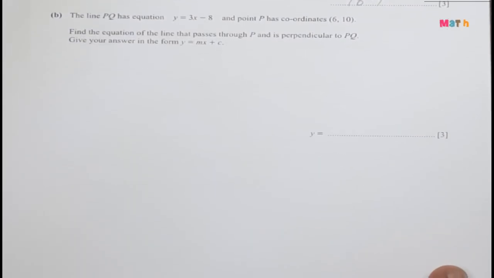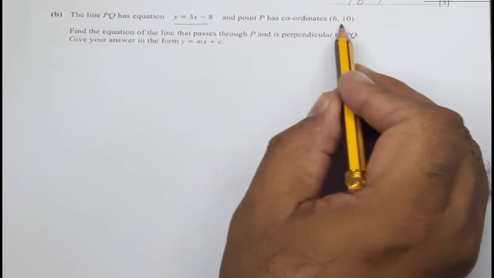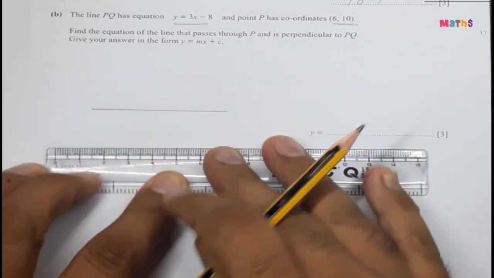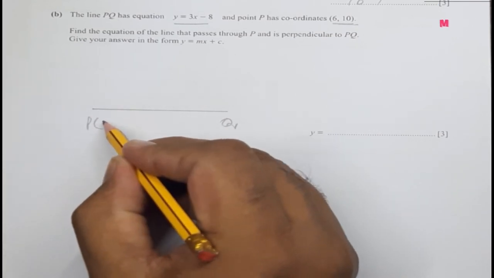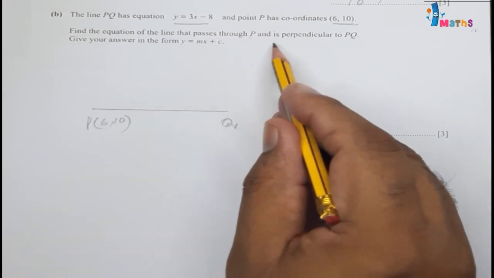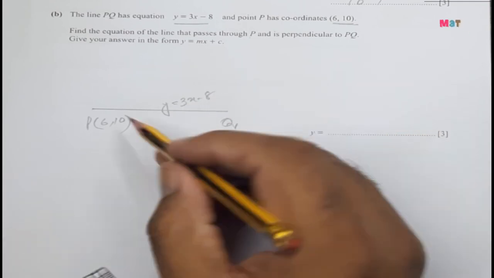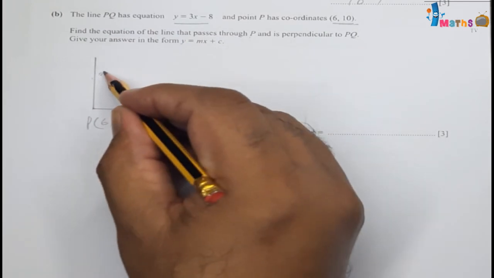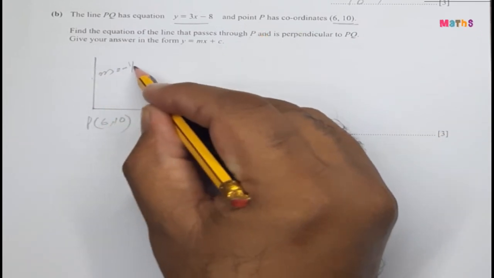B part, the line PQ has the equation y is equal to 3x minus 8, and point P has these coordinates. Suppose, for example, this is line PQ and this is P and this one is Q, so P has coordinates of 6 and 10. Find the equation of the line that passes through P and is perpendicular to PQ. This line has equation y is equal to 3x minus 8. If I draw a perpendicular, it will be like this. This line will have a gradient which is the reciprocal with a negative sign, because this is perpendicular, so m will be equal to minus 1 over 3.